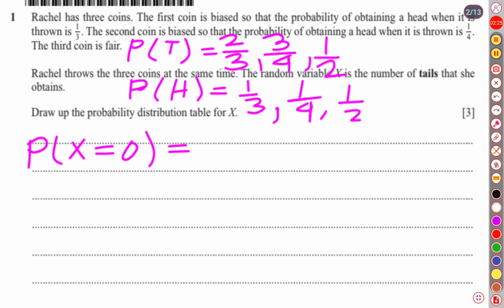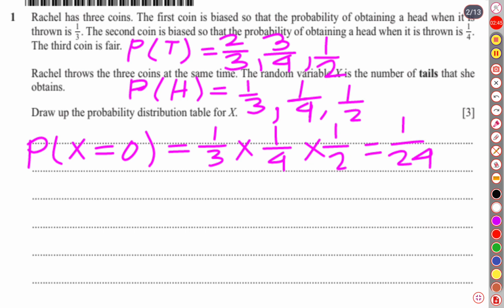X equal to 0 means there is no tail at all. That means all of them are heads. So for all heads, it is one third into one fourth into half. And if we simplify, it is going to be 1 over 24. I am leaving them in common fractional form. You can even convert it into decimal fraction.